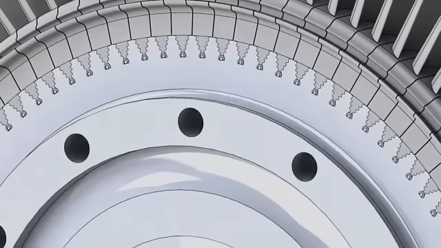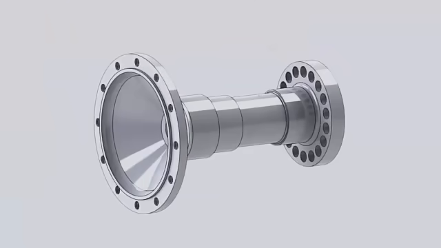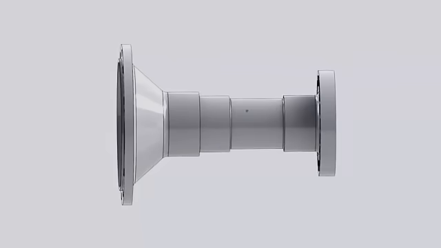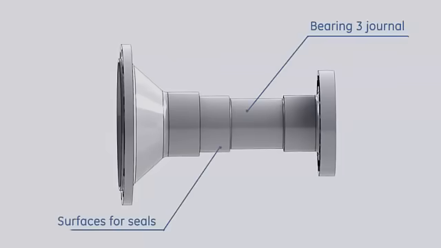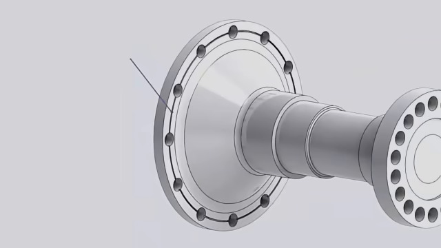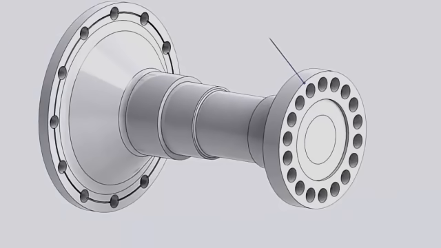like the second stage. The aft wheel shaft is machined to provide the following features: journal surface for bearing number 3, and surfaces for oil and air seals. Aft balancing groove. Aft flange to connect the turbine rotor to the generator rotor.